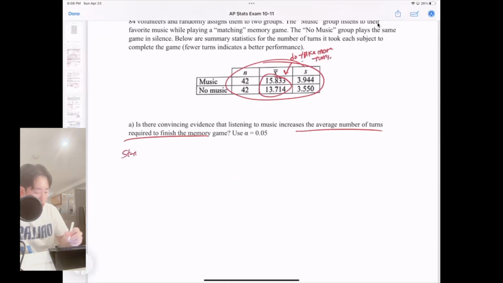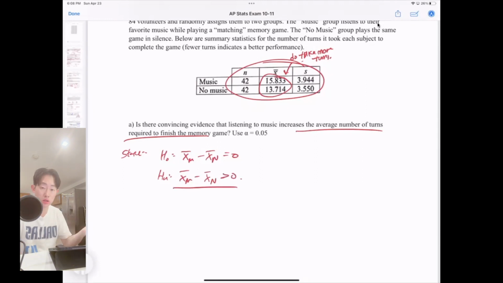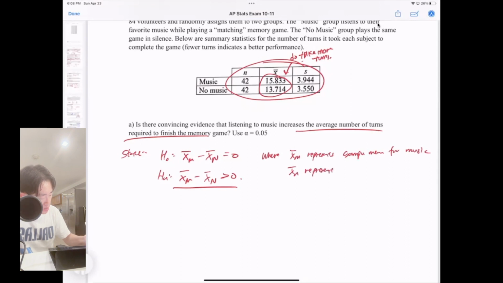So for state, we have to do our null and alternative hypotheses: the mean with music minus the mean with no music equals 0, and the mean with music minus the mean with no music is greater than 0. This proves for the alternative that it's going to take more average number of turns to complete this memory game. Where the mean music represents the sample mean for music, and this represents the sample mean for no music. All right, so we have that out of the way.